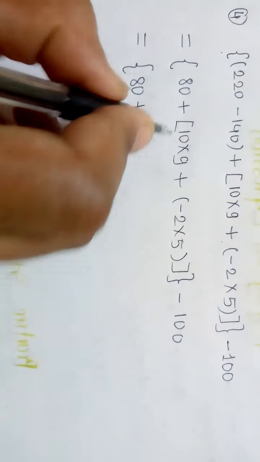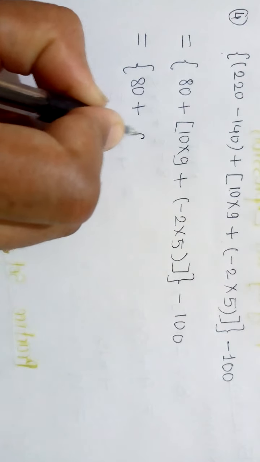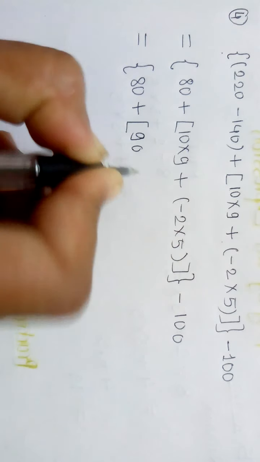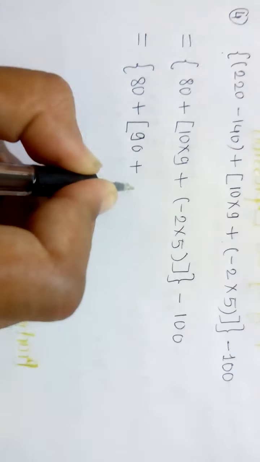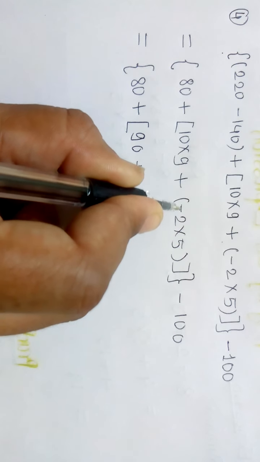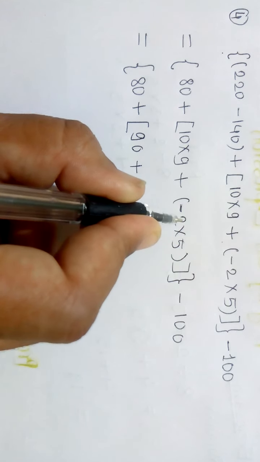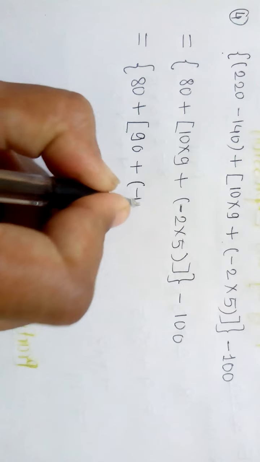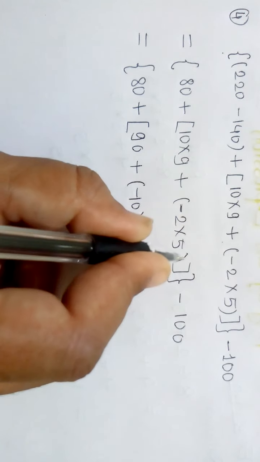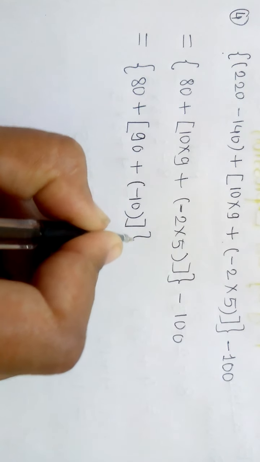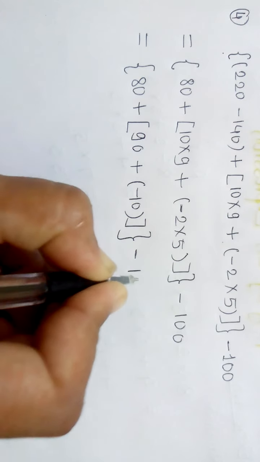Now the square bracket. 10 9s are 90 plus 5 2s are 10. But it is minus sign here, so it is negative 10. So write here minus 10 or negative 10. Then square bracket complete, curly bracket complete and then minus 100.